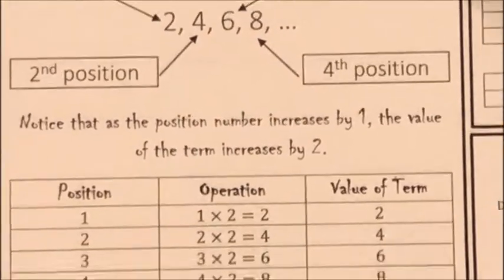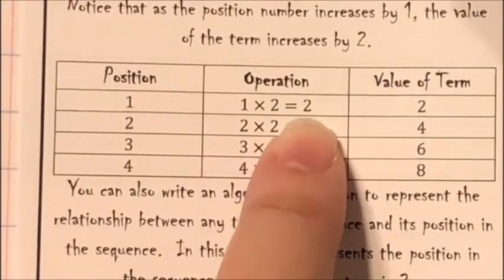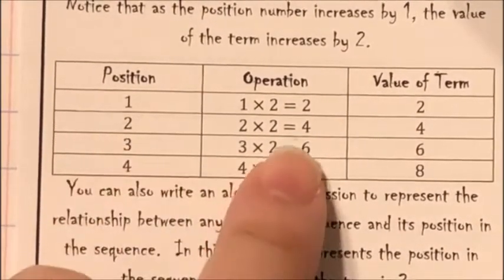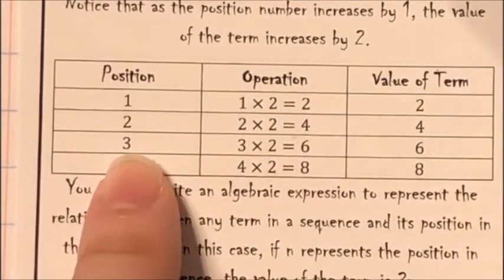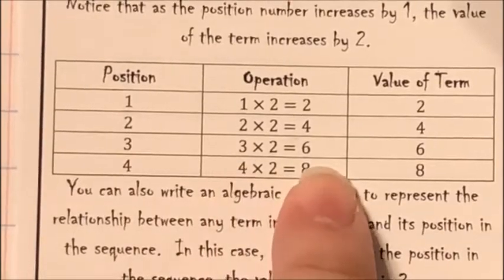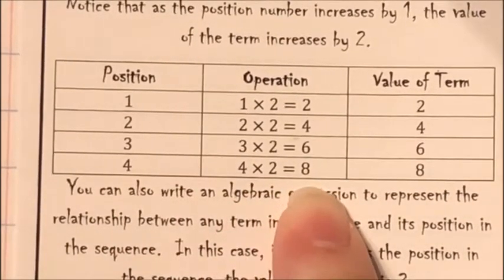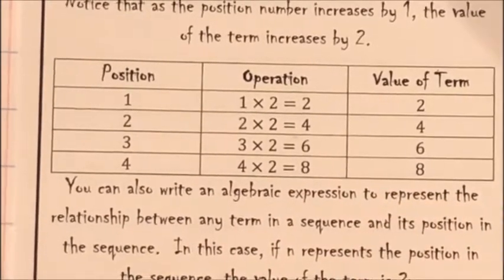Okay? So the first position is 1 times 2, which gives me 2. So the value of the term is 2. 2 times 2 is 4. So I get a value of 4. My third position, 3 times 2 equals 6. So I get a value of 6. And 4 times 2 equals 8. So I get a term value of 8.